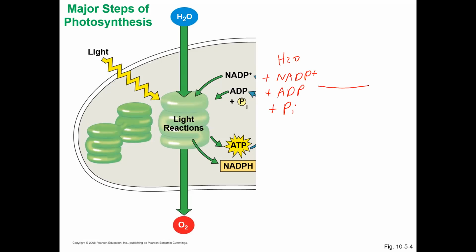And there's my arrow. The energy is from light, so I'll just put the light there, or I could put plus light, it doesn't really matter. Maybe I'll put that as an ingredient instead. Plus light. And then all these things, I'm just going to convert them over, right? So water becomes oxygen, NADP+ becomes NADPH, and then ADP plus inorganic phosphate becomes ATP. And those are the light reactions.